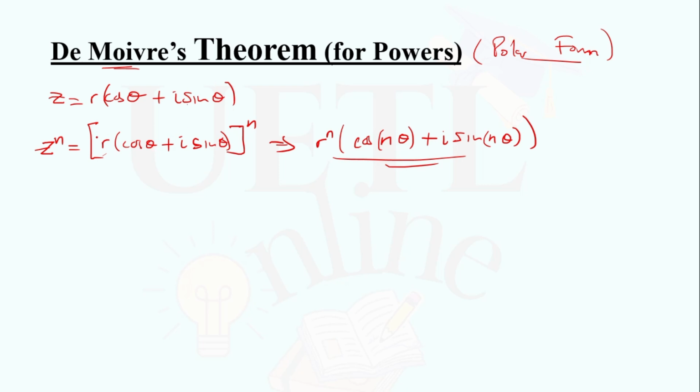Given a complex number in polar form like this, raised to the power n, let's write the steps here. The first thing is you have to raise the modulus to the power n. After raising the modulus to the power n, the next thing is you just multiply the argument by n.